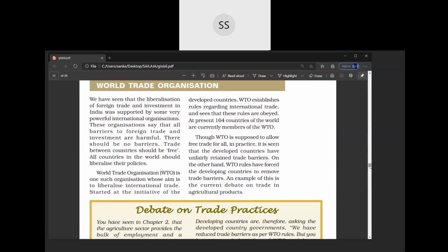The World Trade Organization is an international organization which controls trade in the world. What is the objective of the World Trade Organization, or WTO? The objective of WTO is to liberalize international trade. That means WTO asks all the countries of the world to open their trade.